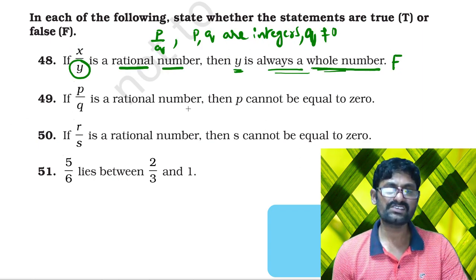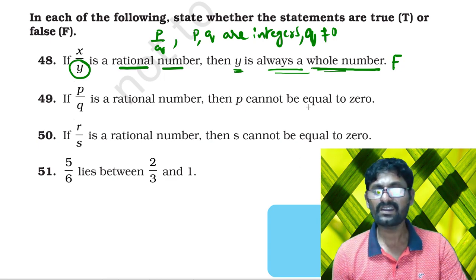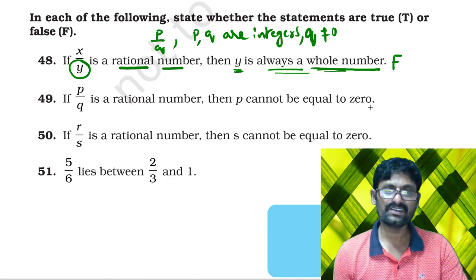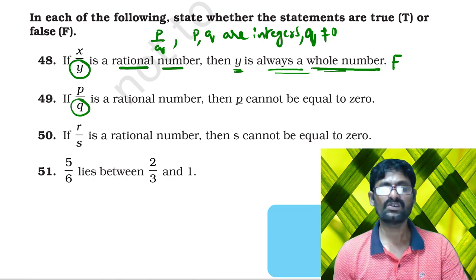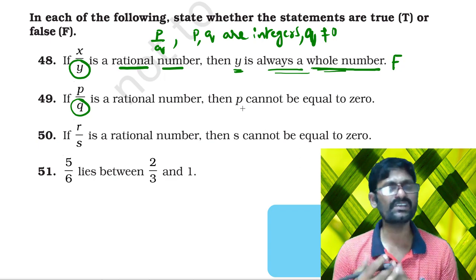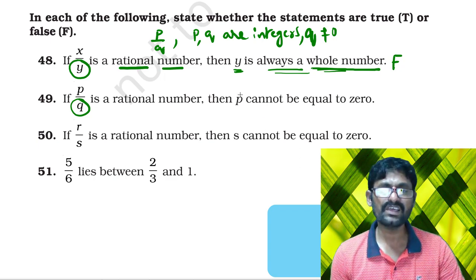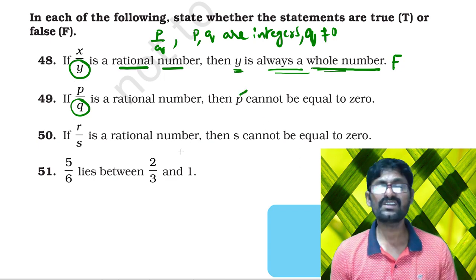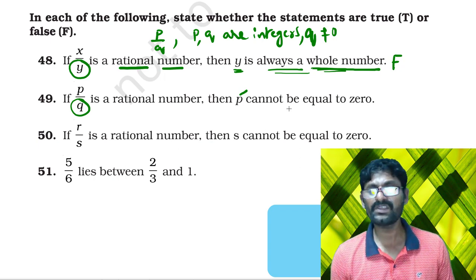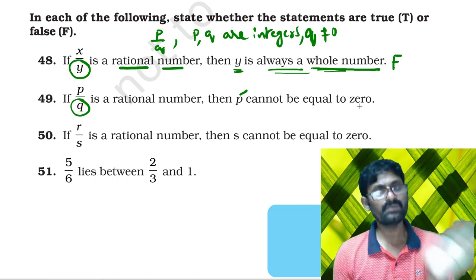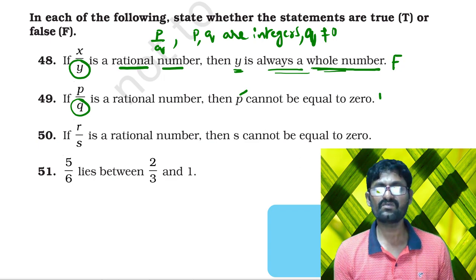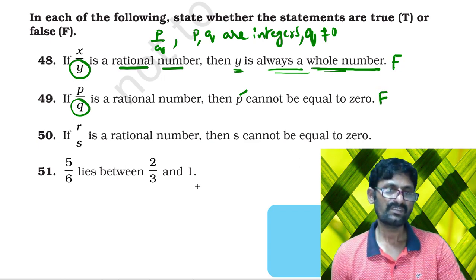If p by q is a rational number, then p cannot be equal to 0. Is it correct? No. Actually, denominator q is not equal to 0. There is no condition for p. The only condition is p and q must be integers. That means p must be an integer, q is not equal to 0. So p cannot be equal to 0 means no, p can be equal to 0. So this is a false statement.